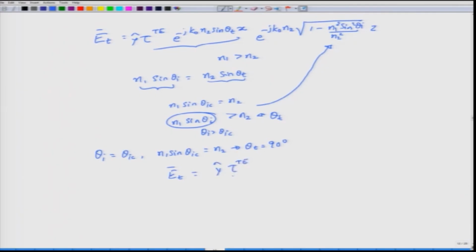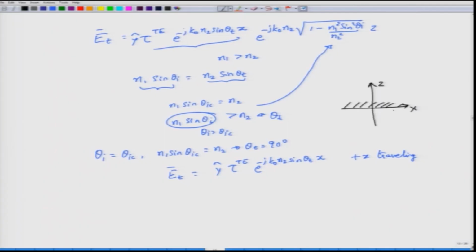We should of course also look at what happens to tau te at theta t equal to 90 degrees and theta i equal to this one. In any case, I will not do that one, I am interested more in this second part. So, this will be e power minus j k0 n2 sin theta t times x. What kind of an expression for this electric field is this? This is an expression for an electric field which is now travelling along the plus x direction. Now, what is plus x direction? Well, we had this as the x axis, this was the z axis, this was the interface.